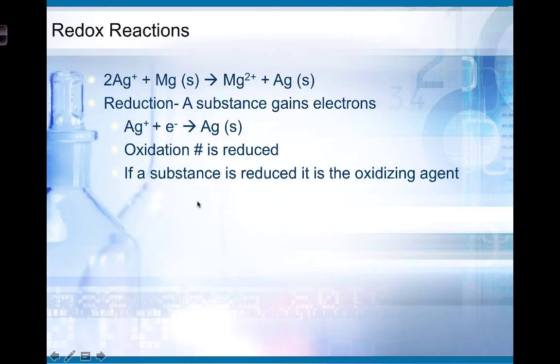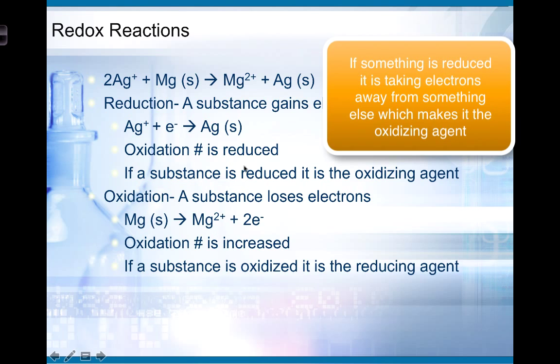Okay, so reduction is when a substance gains electrons. It's almost counterintuitive. Well, the reason it's called reduction, though, is because the oxidation number is reduced. So anytime that you see a reaction where electrons are a reactant, it is going to be reduced. It's gaining electrons. Now, something that we do need to cover, if a substance is reduced, it's actually something called an oxidizing agent. That's because it does the oxidizing. So it's always the opposite. So if something is reduced, it's the oxidizing agent.